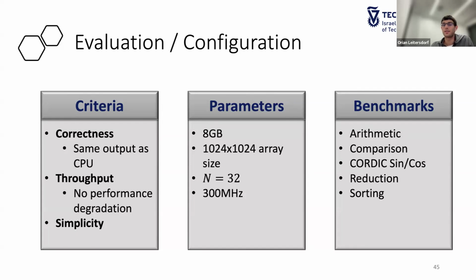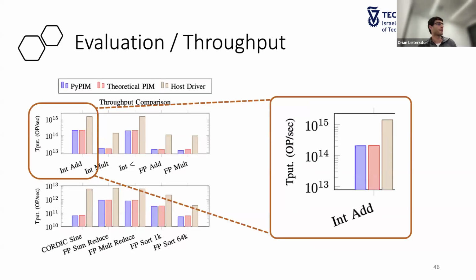And in terms of benchmarks, we're going to start with very simple benchmarks of arithmetic, comparison, and such. We're going to make it a bit more complex with quartic, sine, cosine. And then we're going to add more complex algorithms, reduction, and sorting, all of them considered in the paper. So I'm going to give a very brief overview of the throughput results.